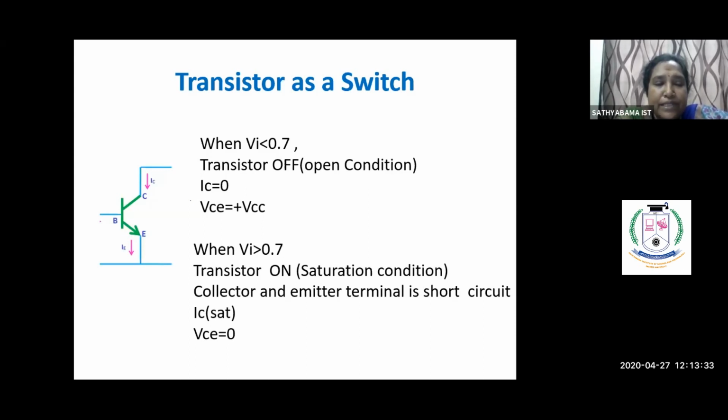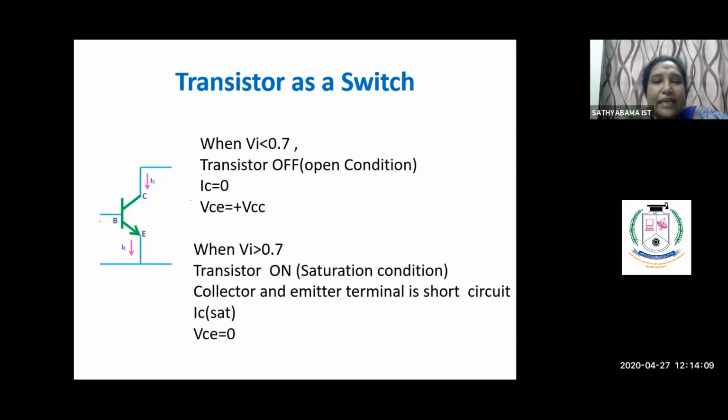In the diagram, I have given a common emitter amplifier circuit. There are two cases defined for this transistor. One is VI, the input voltage, less than 0.7 V, and the other is VI greater than 0.7 V. I just want to show you how the transistor acts as a switch. So when VI is less than 0.7 volts, the transistor is in the off condition.